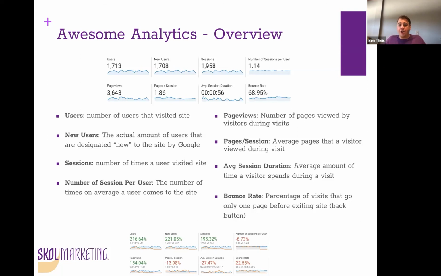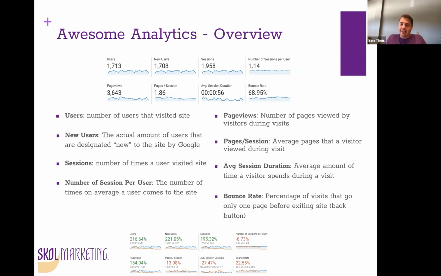So the amount of people that came into the actual site. Now, new users are obviously telling you which ones are new and which ones are essentially returning. Then sessions are how many times users visited your site. So you can see here in this example, we had 1,700 users visit the site 1,900 times. So what that's telling us, obviously, is that we had some people come more than once.